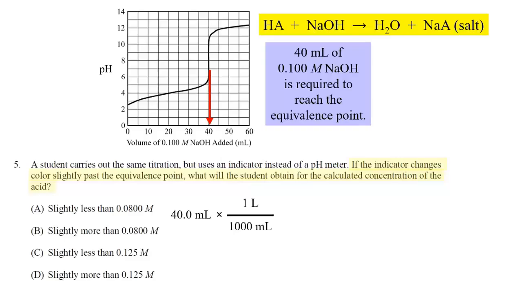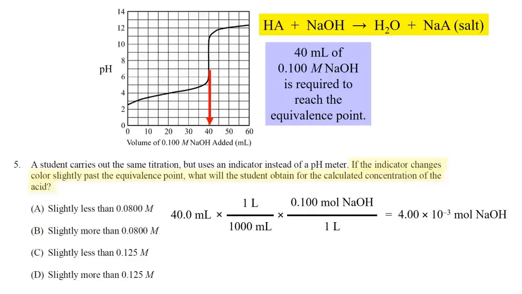And then I use the 0.100 molar sodium hydroxide as a conversion factor. So there are 0.100 moles of sodium hydroxide for every 1 liter. Now I pick up my calculator and do 40 divided by 1,000 times 0.1, and when I do that math, I get a number which is 4 times 10 to the negative 3.